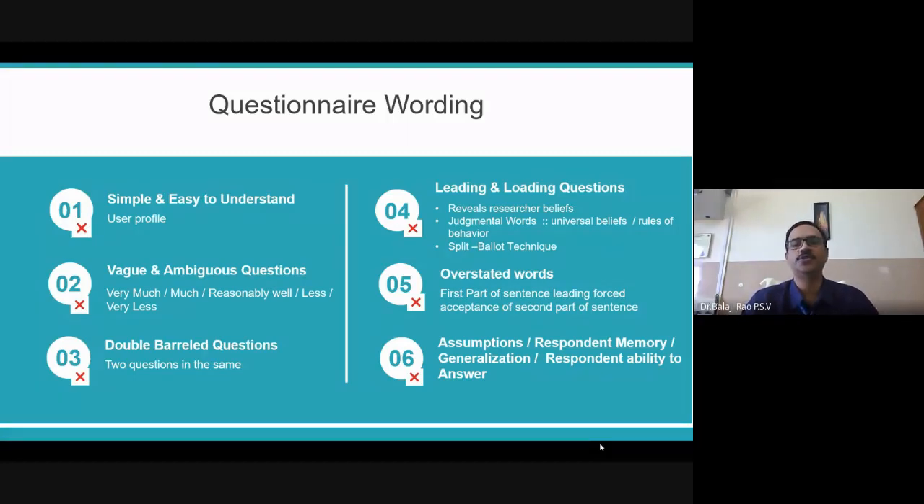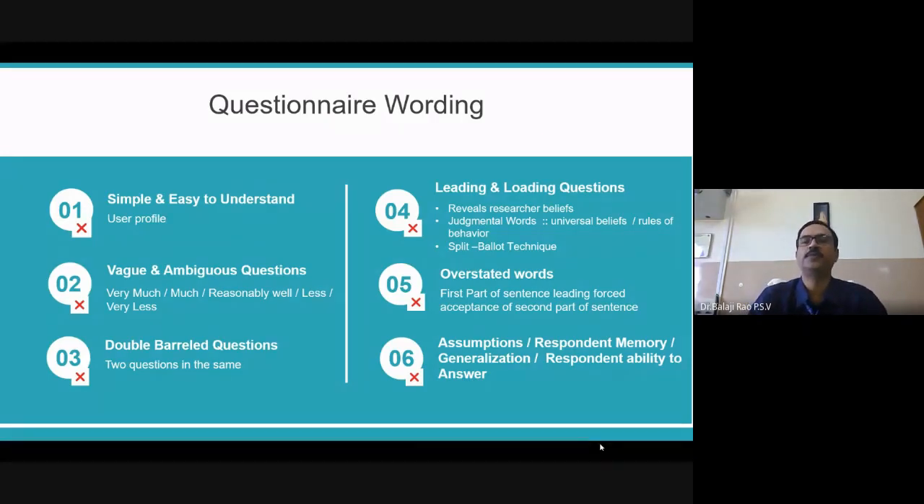And generalization. When you are very specific with your objectives, and you are extracting information to analyze one research issue, then no question should be generalized. Please also take care of the respondent's ability to answer. For example, you are doing a survey on usage of diapers for people more than 60 years of age, and you designed a fantastic questionnaire which is electronically administered, where a respondent should use a mobile or an email to respond.